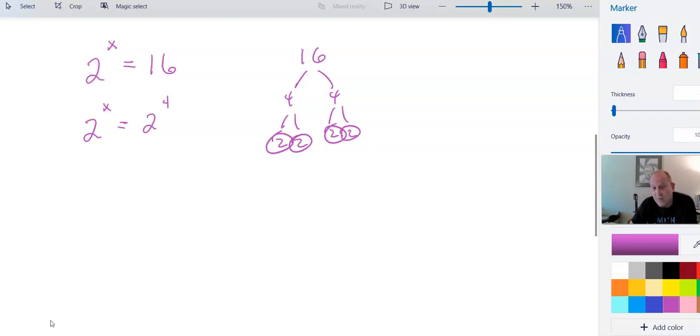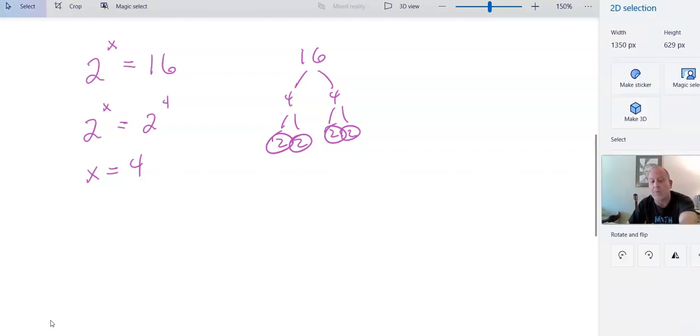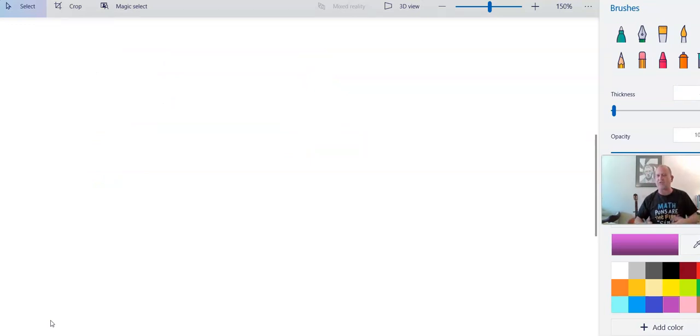Once we rewrite this as 2 to the 4th, that's our one-to-one property. I have the same base, which means the exponents are equal, so x is equal to 4, because x is the first exponent and 4 is the second exponent. And that's the process: rewrite them so they're the same base, set the exponents equal. Let's take a look at a couple more, because these actually do go fast.